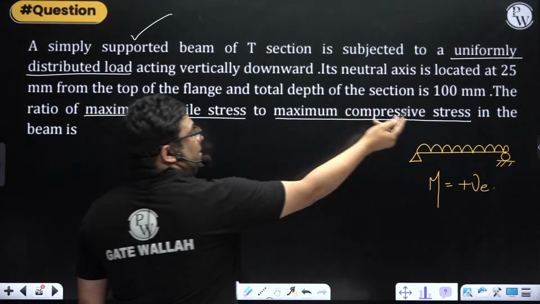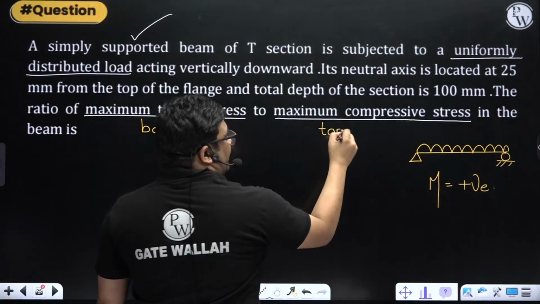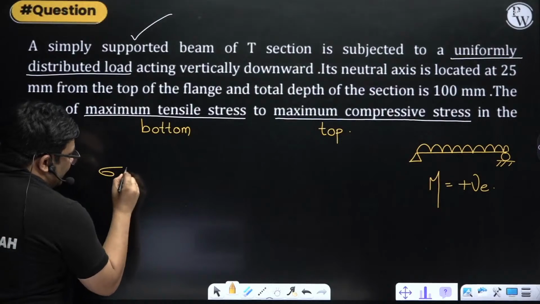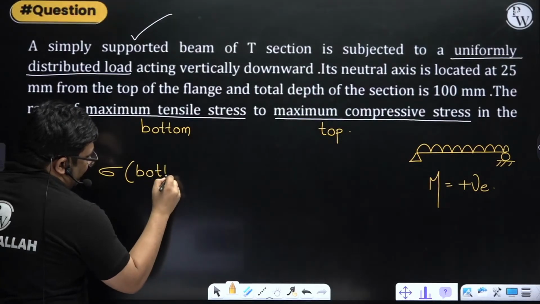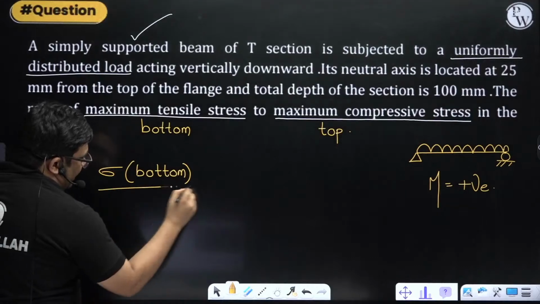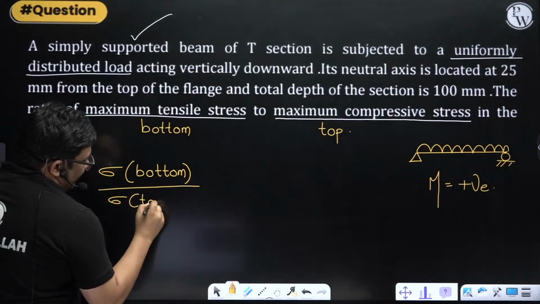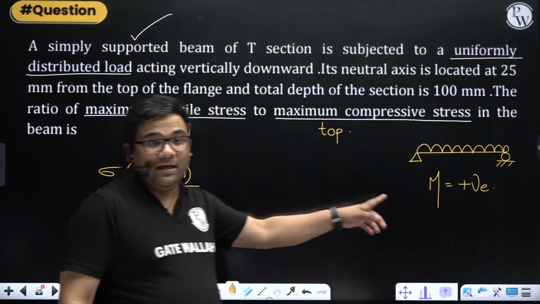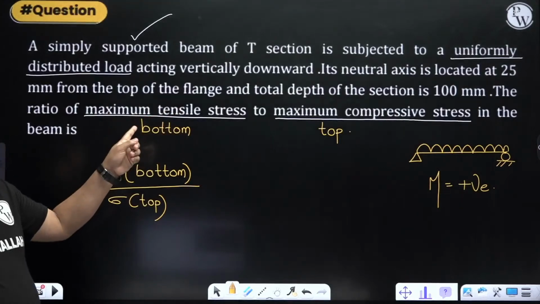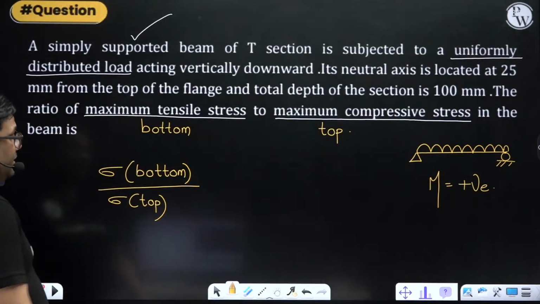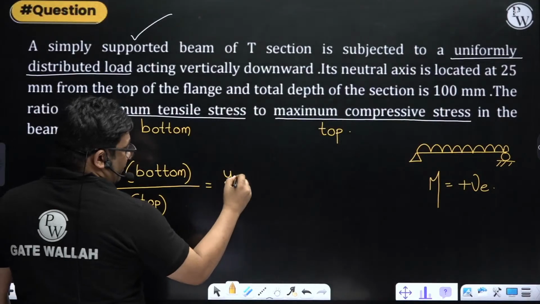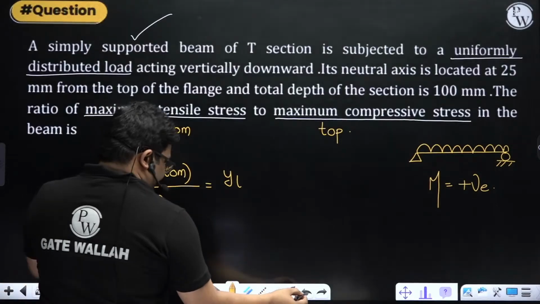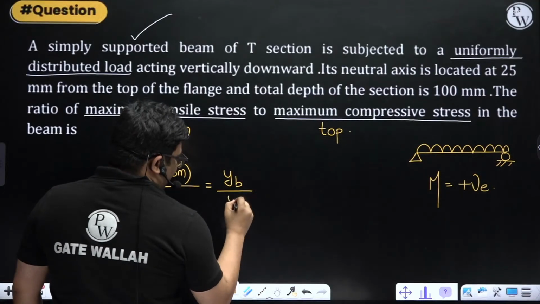And maximum compressive stress we get where? We get it at the top, na? Yes. So indirectly they have asked what? They have asked the bending stress ratio at bottom and top. They have not written bottom by top, but they expect you to find out that if the bending moment is positive, then maximum tensile stress occurs at the bottom and maximum compressive stress occurs at top. So this is what we have seen. This is Y top by Y bottom. Sorry, it is Y bottom by Y top.